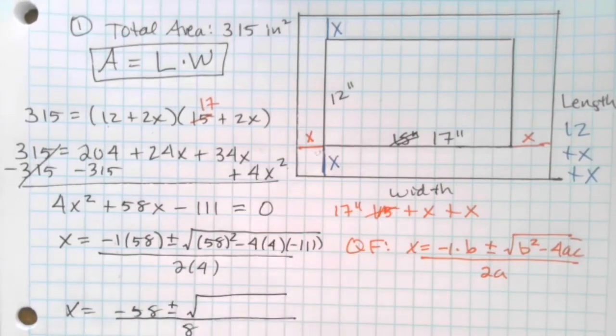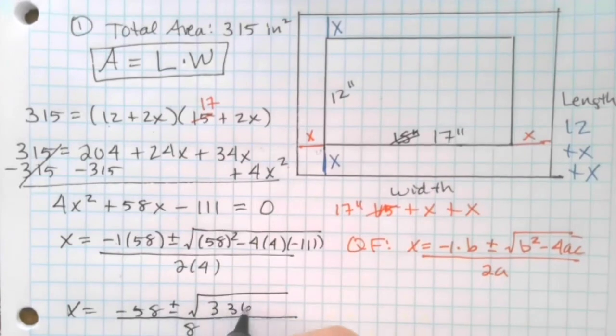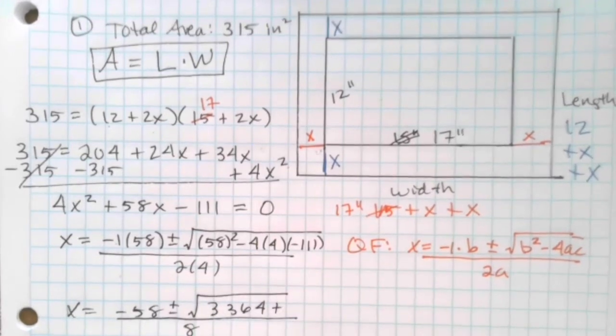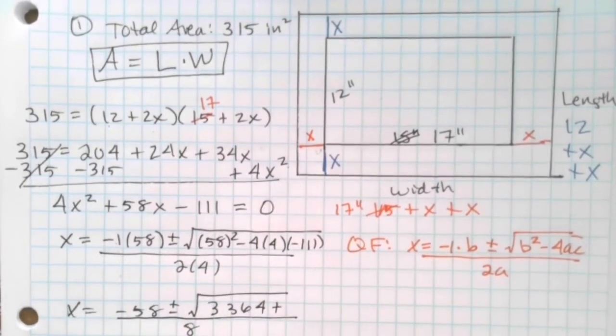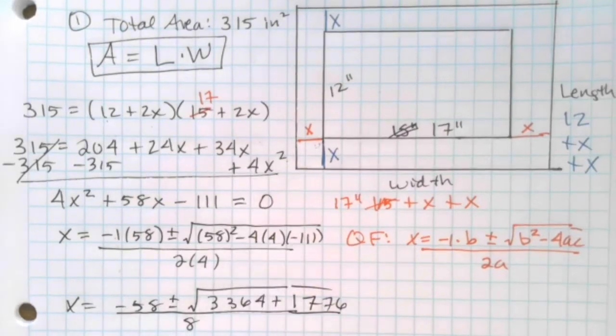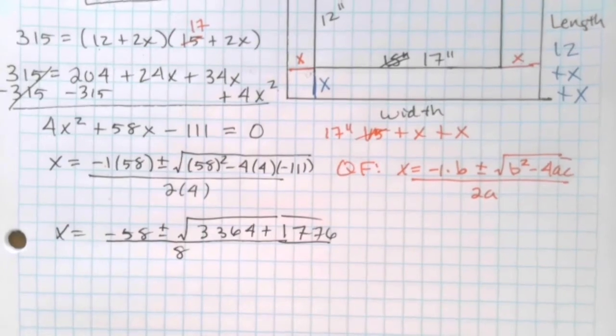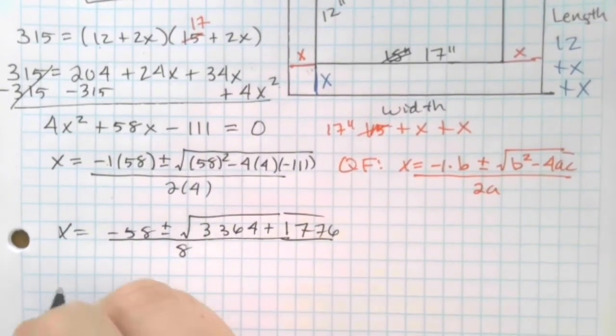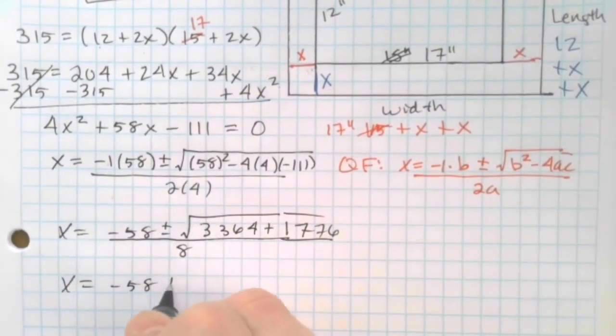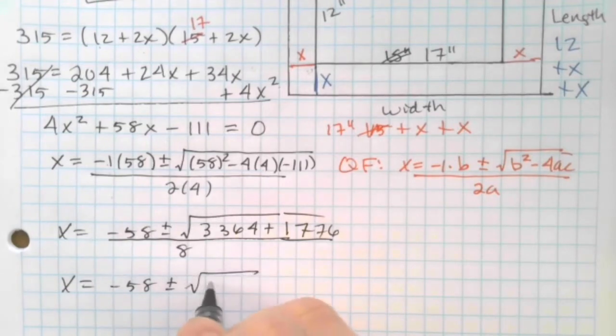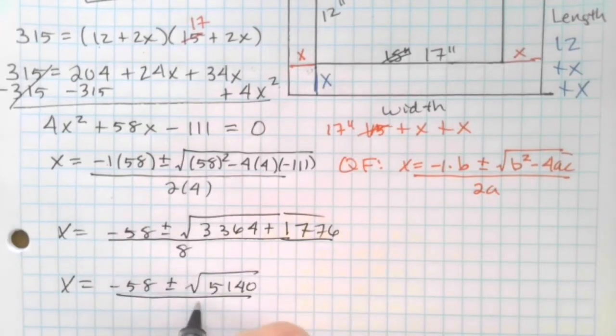All right, I'm going to start using my calculator. 58 squared is 3,364, plus 111 times 16, 1776, because a negative times a negative is a positive. So I'm going to add these two together. So plus 3,364, that gives me -58 plus and minus the square root of 5140, all over 8.